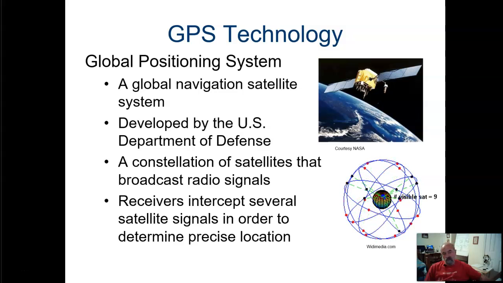The location of the receiver on Earth can be determined from as few as 3 satellite signals. Multiple satellites are always accessible from any point on Earth at any time. The top picture is a NASA image of one of the GPS satellites. The bottom image shows a moment in time when a GPS receiver on Earth has access to 12 satellite signals. As the satellites orbit and the Earth spins, the number of visible satellites from a location changes.